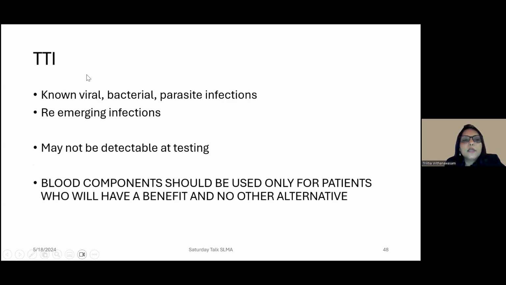Transfusion-transmitted infections: any pathogen present in the donor can possibly be transmitted if it survives at the stored temperatures. So bacteria, viruses, and other parasites are there. We know emerging and re-emerging infections can be identified. Only once it has happened to the patient do we know that it is a transfusion-transmissible infection. You have to remember that not all infections can be traced during pre-transfusion donor screening. We do only the mandatory testing at the blood bank according to international guidelines. So the best thing is that blood components should be used only for patients who will benefit and have no other alternative, because all these transfusion reactions are highly possible. We have to anticipate.